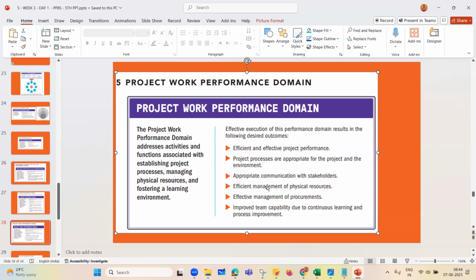For this, whatever communication is required, you would do the communication management with the stakeholders in the project work performance domain. Also, you see that everything related to resources is well procured, and that helps you improve team capacity due to continuous learning and process improvement from the first statement. I'm speaking about this learning and process improvement.